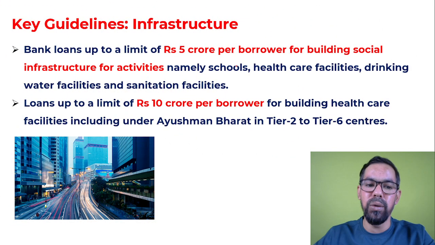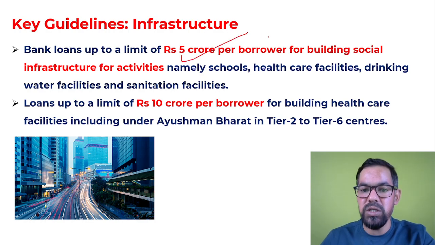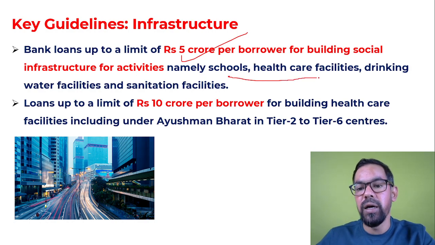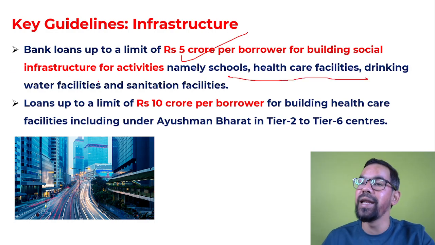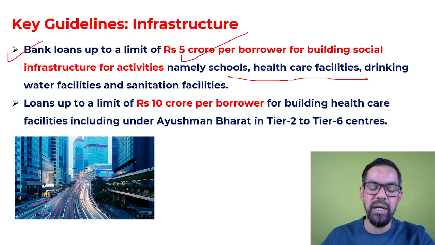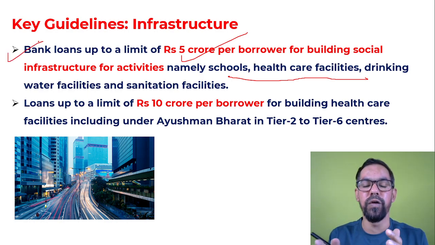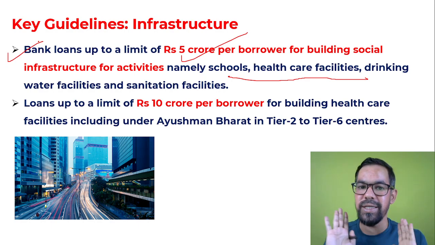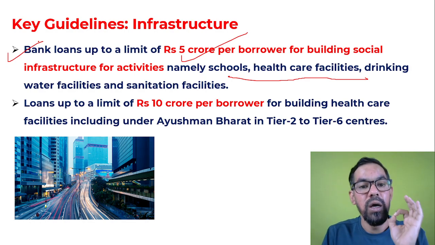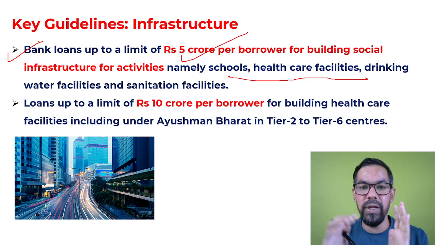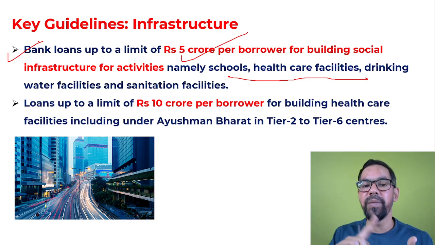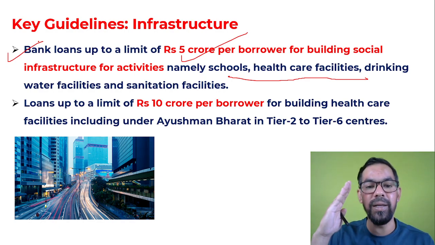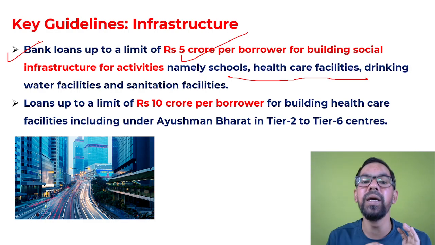Now the second one is bank loans up to a limit of 5 crores per borrower for building social infrastructure activities like schools, healthcare facilities, drinking water facilities and sanitation facilities. Let's say a bank gave a loan for construction of a school worth 10 crore rupees. Out of this 10 crore, it is eligible for only 5 crore rupees as PSL target. RBI will consider 5 crore rupees lent in the priority sector, and the remaining will be a normal loan.